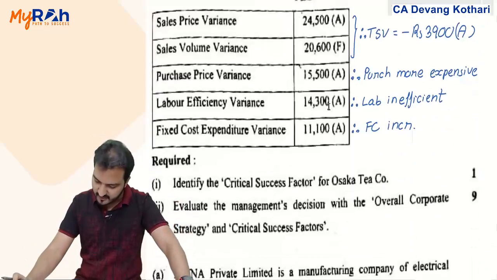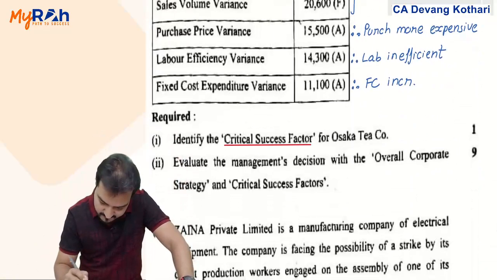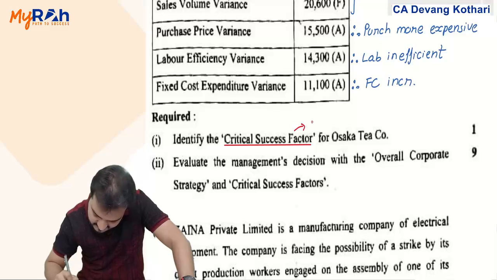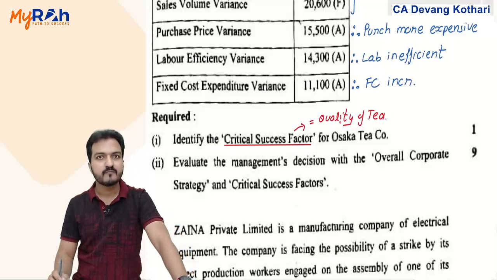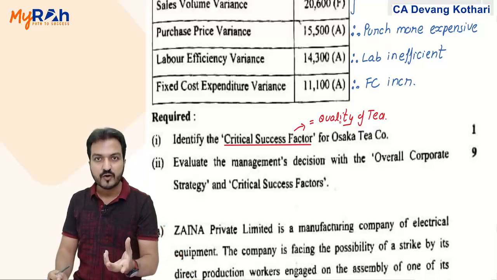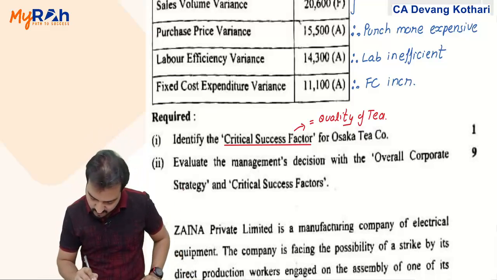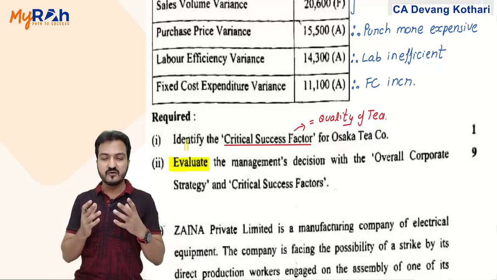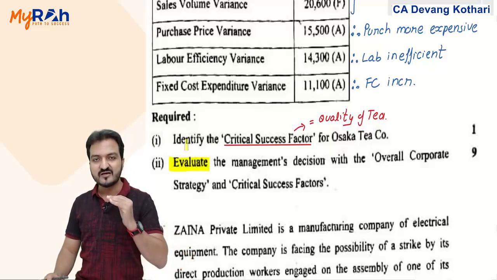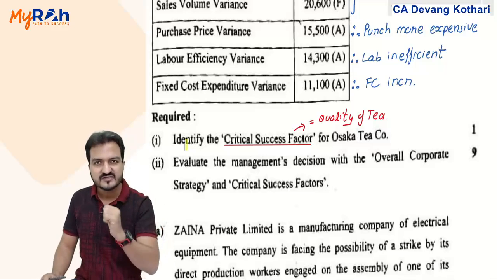So what is the CSF, critical success factor of the company? Critical success factor of this company is quality. Their main method of selling the product is quality, not the price. Yep. And evaluate management's decision with overall corporate strategy and critical success factor. Well, I evaluate here that if the most important factor of the company is to promote quality, then the management decision of reducing the price is a wrong decision.